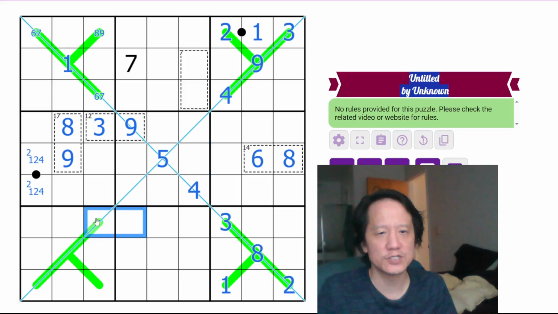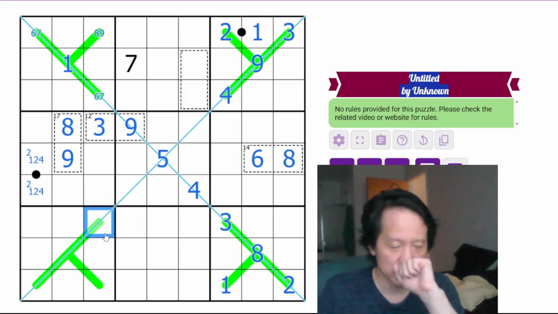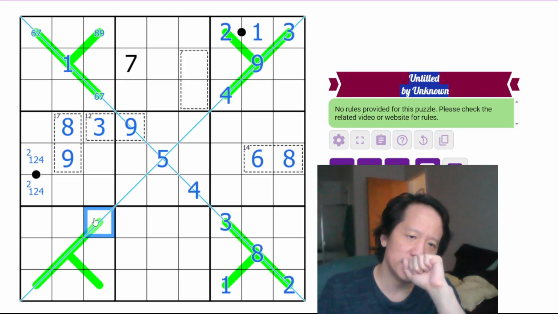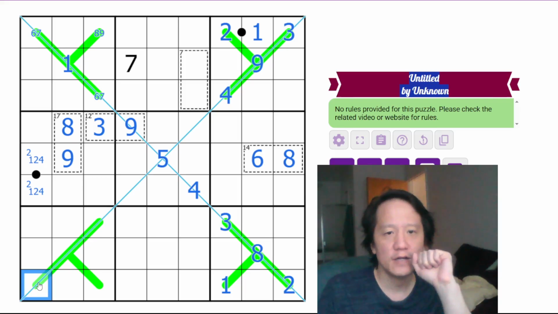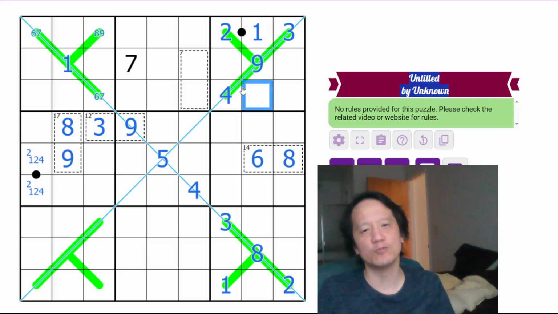Remaining digits, so... This cannot have... Well, it could be. Okay. This digit cannot be 1, 2, 3, or 4 because 1, 2 are in the same row with it, and 3, 4 are in the same diagonal with it, which you can't have repeats. So this must be a high digit, which makes this 6 through 9.